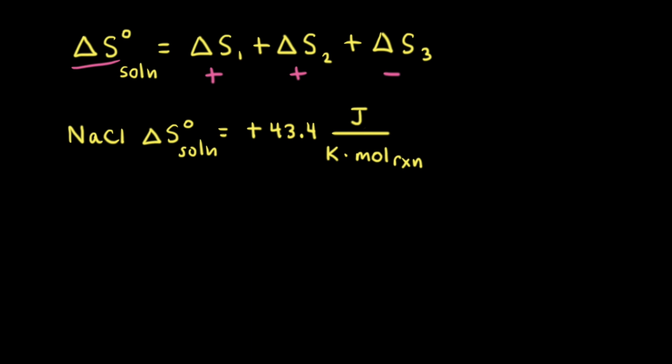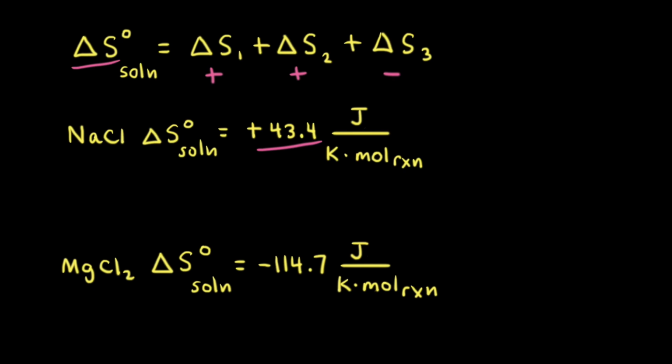An example of a substance that has a positive value for delta S naught of solution is sodium chloride. At 25 degrees Celsius, delta S naught of solution is equal to positive 43.4 joules per Kelvin mole of reaction.